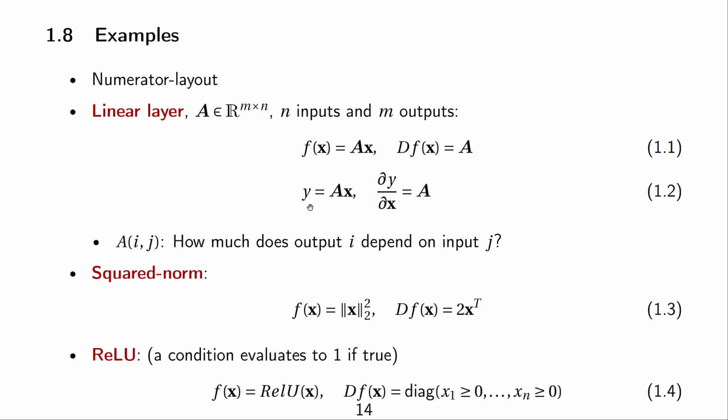Alternatively, we could also write it as y, the output y equals A times x. So this first line and the second line is just different notation for the same thing. Then the derivative of this linear layer is A. That means the derivative of y, the output, with respect to the vector x.